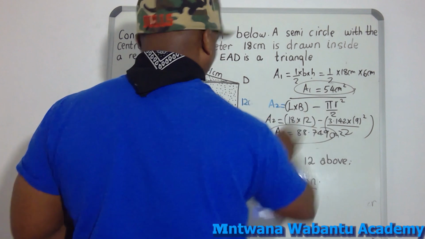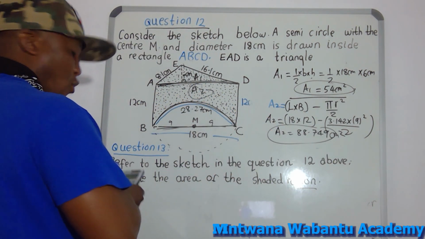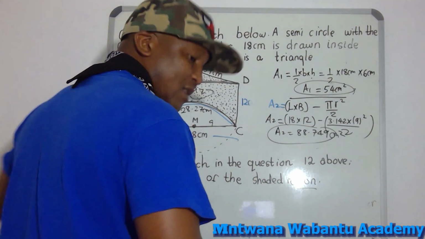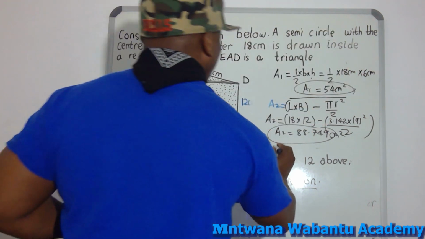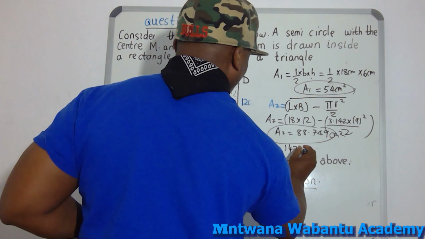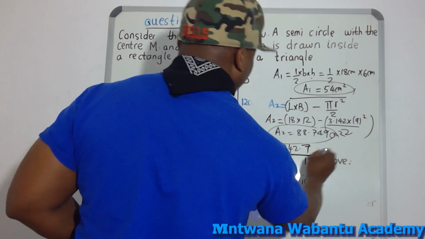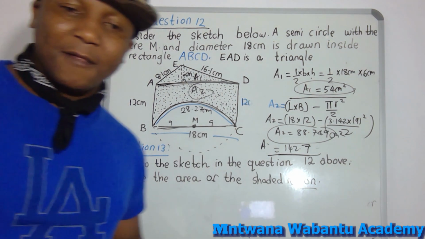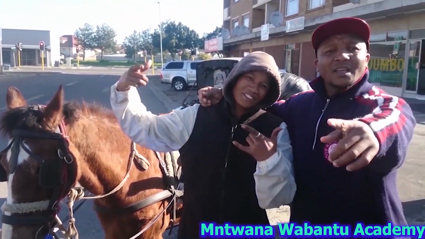So if you add those two, 88.749 plus 54.142, this is going to give us 142.77. So the area of the shaded region equals 142.7. You see what I'm saying? So this is going to be our final answer. And it's easy like that, man. When you do this question, it is easy like that.